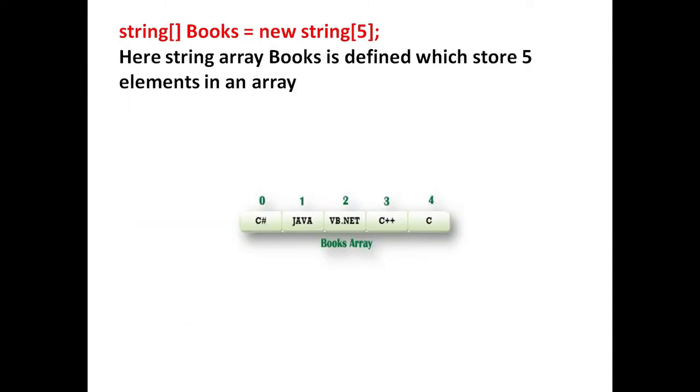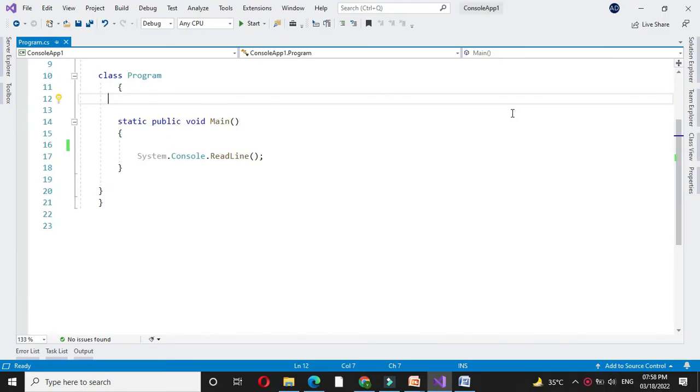Here string array book is defined which stores 5 elements in an array. The data stored in array is as shown. At 0th element it will store C# and at 5th element which index value is 4 it stores C. Here we will write a program to explain single dimensional array.